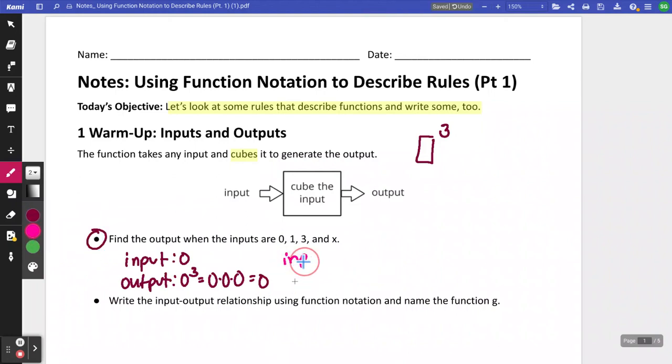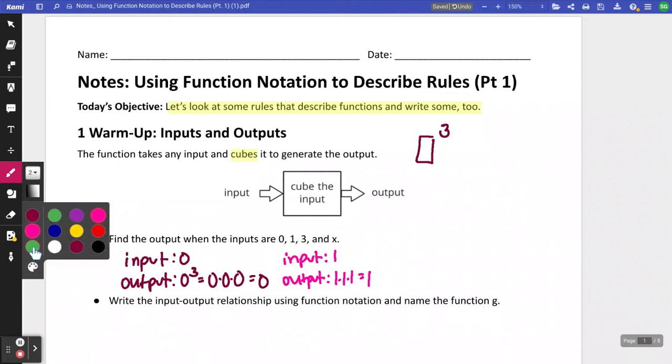If my input is the number 1, my output would be 1 times 1 times 1, which also happens to be 1. If you're thinking 3, you're thinking 1 plus 1 plus 1, not 1 times 1 times 1. There's one last one. That is if our input is the number 3. If you didn't get these two earlier, go ahead and pause the video to try an input of 3.